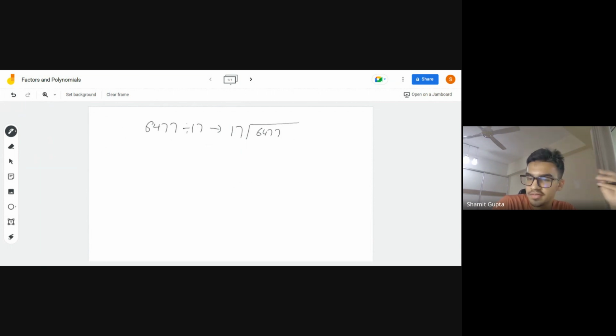There are many methods of division of polynomials. I find long division the most efficient one. That's why I'm teaching long division to you guys, and I strongly suggest you use long division. If your teachers say otherwise, or if you're really convinced that you want some other method that's easier, then go for that.